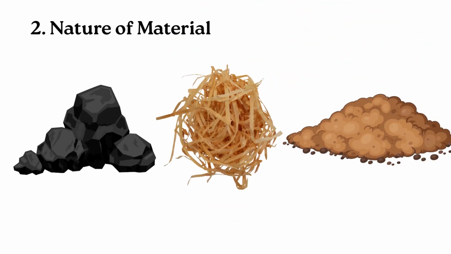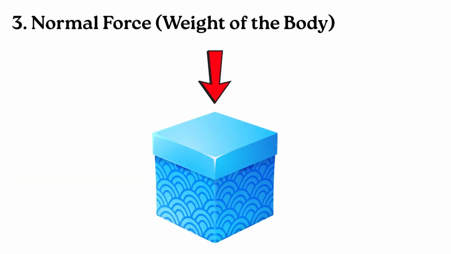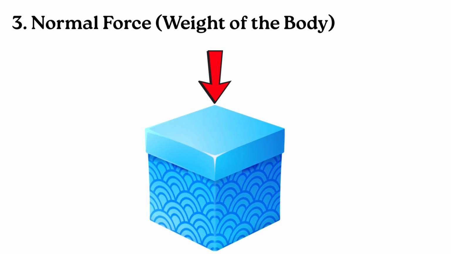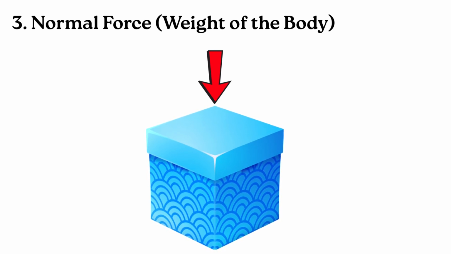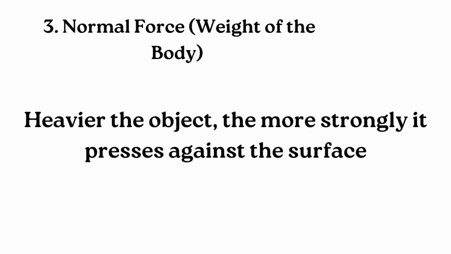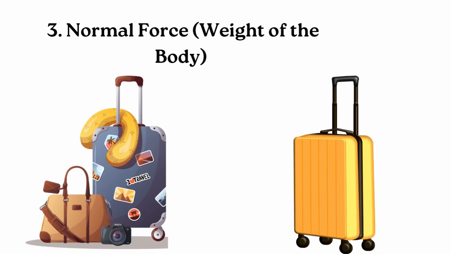Number two reason that causes friction is the nature of material. Different materials interact differently. Like rubber grips the road better than ice because rubber is stickier. Number three reason that causes friction is the normal force, or what we can say is the weight of the body. The heavier the object, the more strongly it presses against the surface. This increases the contact between bumps and increases friction. For example, a heavy suitcase is harder to slide than an empty one.